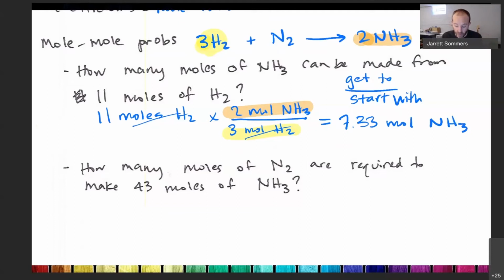So to go back to say what this problem is really doing, you're saying that if you have 11 moles of hydrogen and you convert all of that into ammonia, you would make 7.33 moles of ammonia. It's a powerful tool in lab because you're able to predict how much of something you would get before you even do any lab. Before you do any experiment, you can figure out, if I start with X, I'm going to get Y of something else.